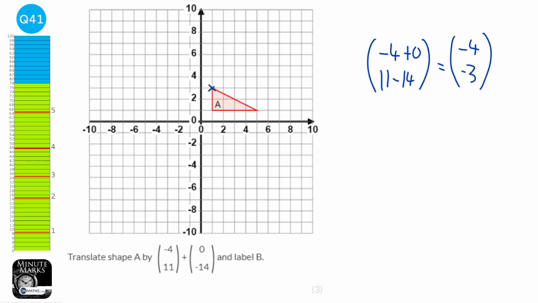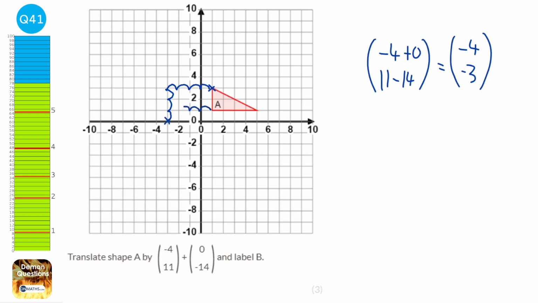Then I go pick a point on my shape, and the top one tells us how far right we're going. So we know we're going 4 to the left because it's obviously a negative. So we're going to go 1, 2, 3, 4. The bottom one tells us how far up we're going. Well, it's going to be down because it's a minus 3. So 1, 2, 3. And we can do that for each of the other points.